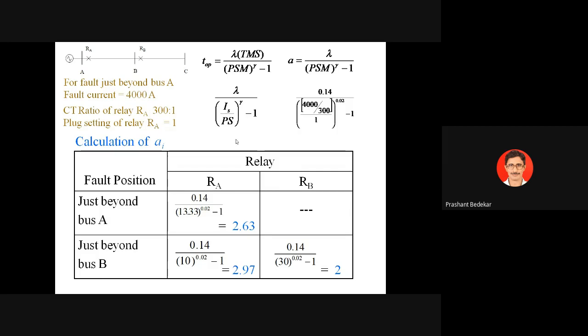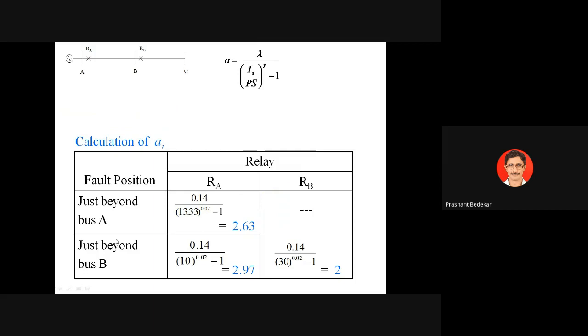Then the plug setting of relay RA is 1, raised to power 0.02 because it is an IDMT relay. So gamma is 0.02, minus 1. This is how we calculate the AI constant, this first one, and we have got 2.63. In a similar way, now we will consider a fault just beyond bus B, that is this. We will now see the fault just beyond bus B.